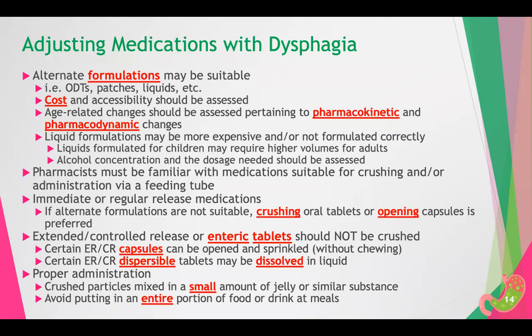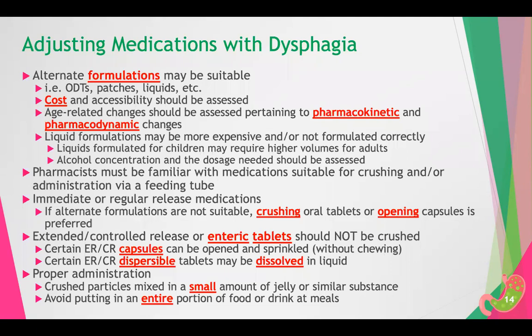So with dysphagia, pharmacists are very vital in determining those medications that can be altered for individuals who have difficulty swallowing, or if they have to have an enteral feeding tube or a PEG tube. So alternate formulations may be suitable, like orally disintegrating tablets, patches, liquids. But with these different formulations, a lot of times they are more expensive. So cost and accessibility should be assessed.